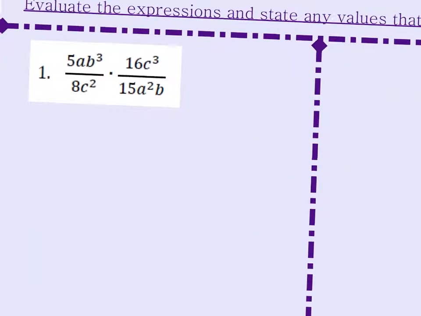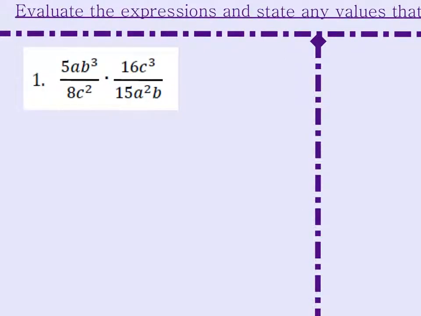What can I start simplifying right away? So what I'm looking at is, you know what? 5 over 15 can be simplified to 1 over 3. 16 over 8 can be simplified to 2 over 1. So now that takes care of the numbers. So now I've got to start looking at the variables.